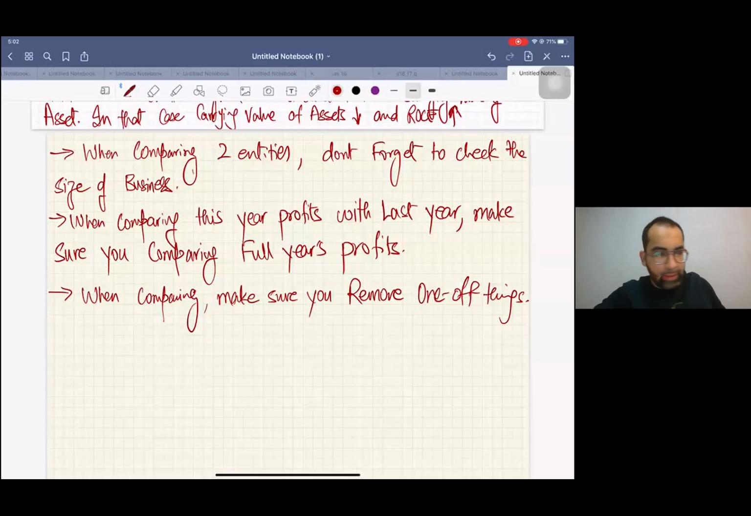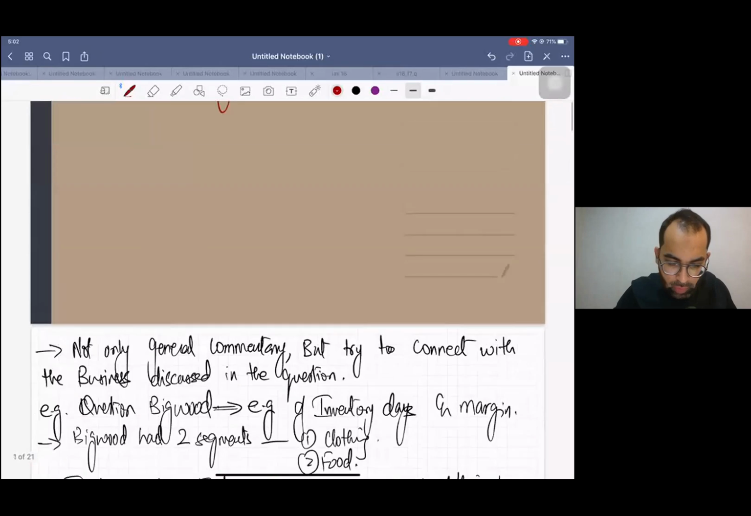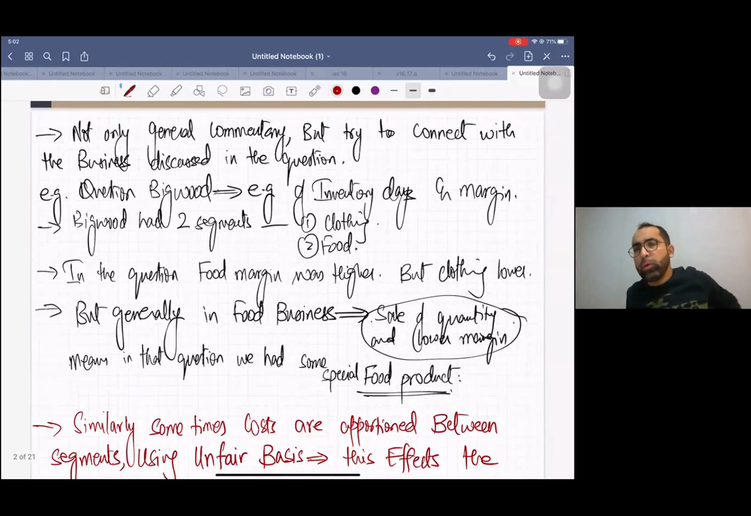Okay, let's start. Today is the second day of our P2P revision sessions of F7. Our topic today is ratio analysis, or interpretation of financial statements.